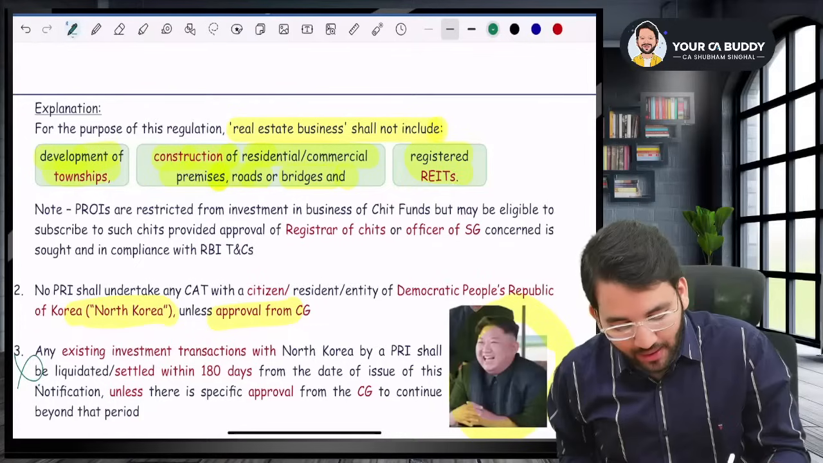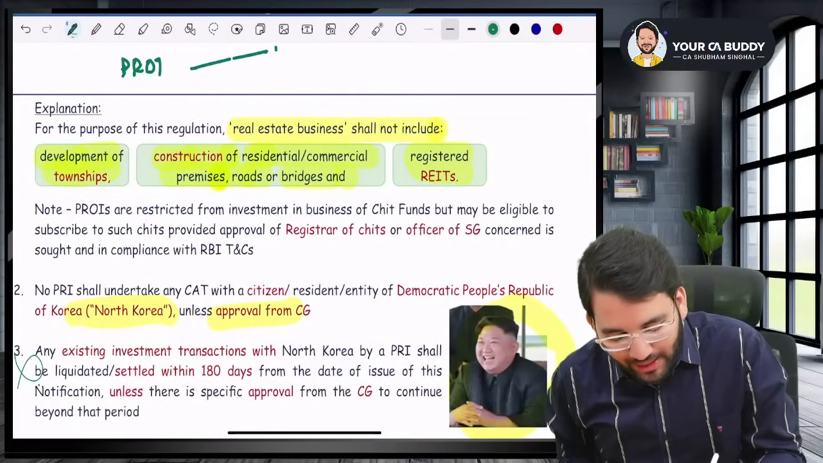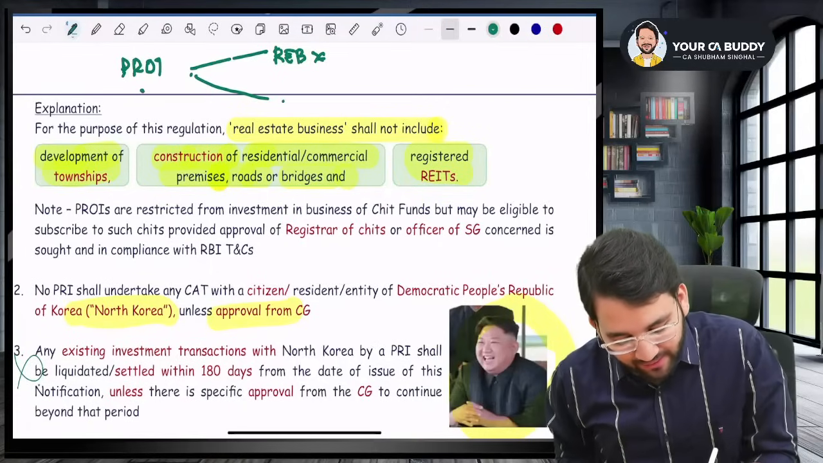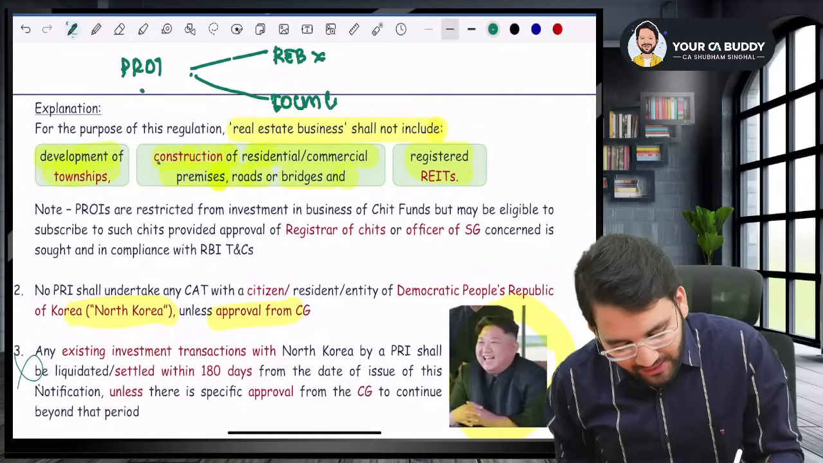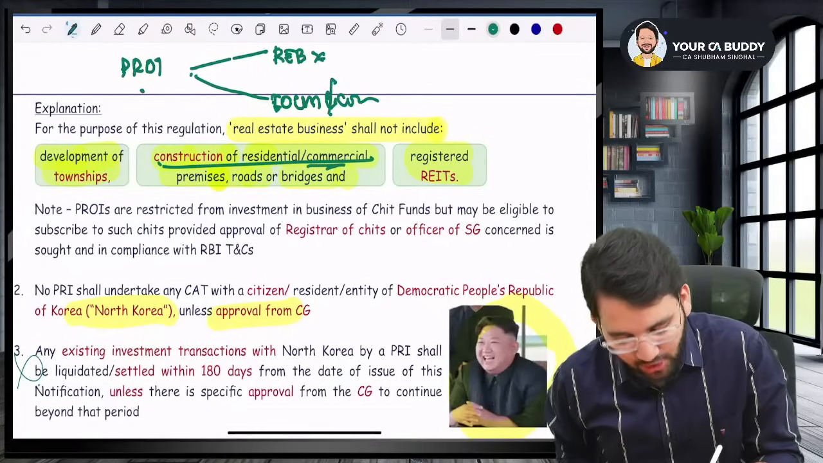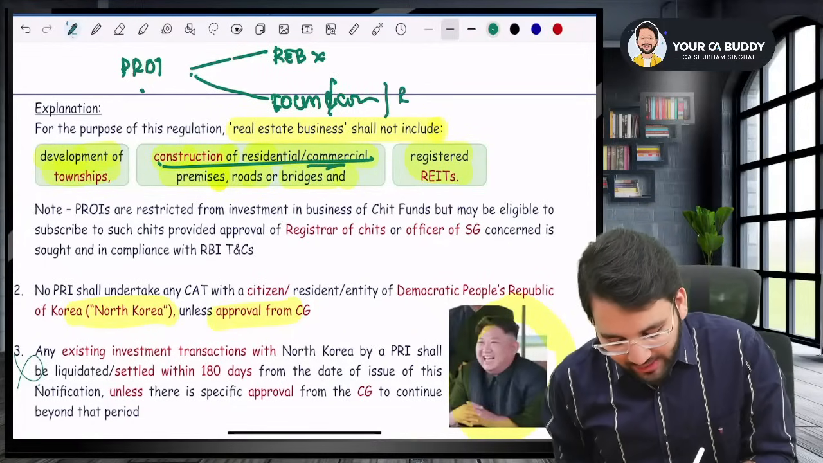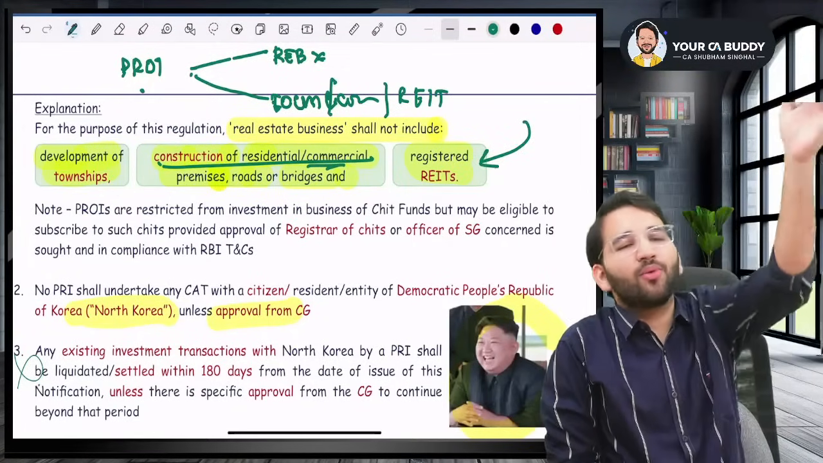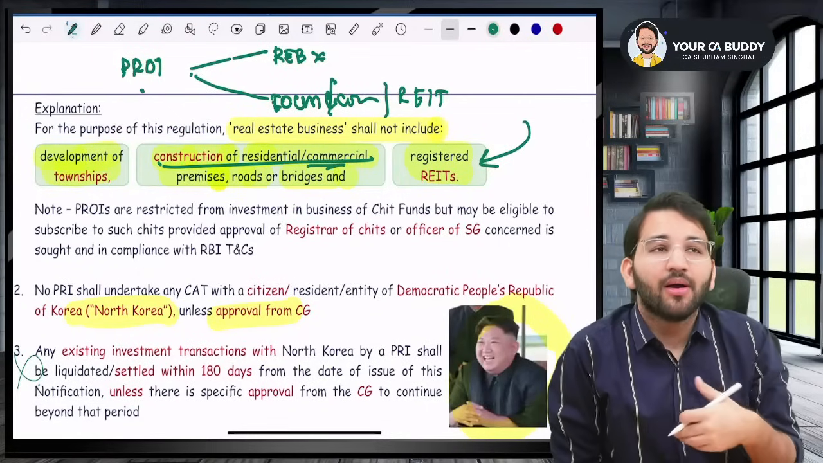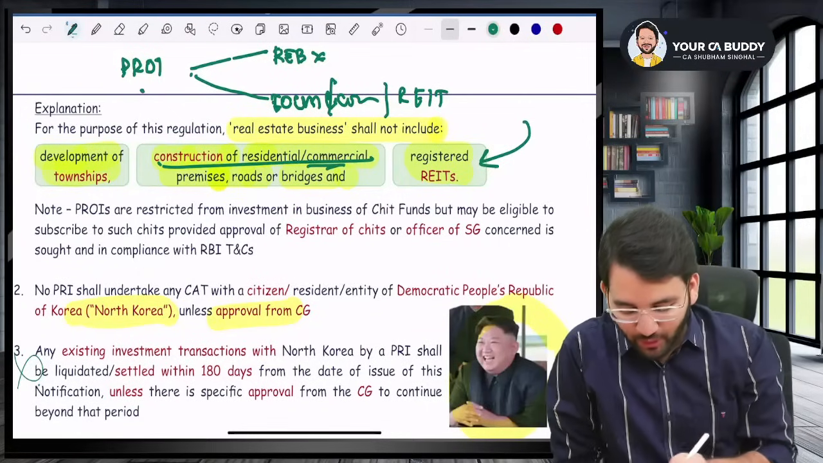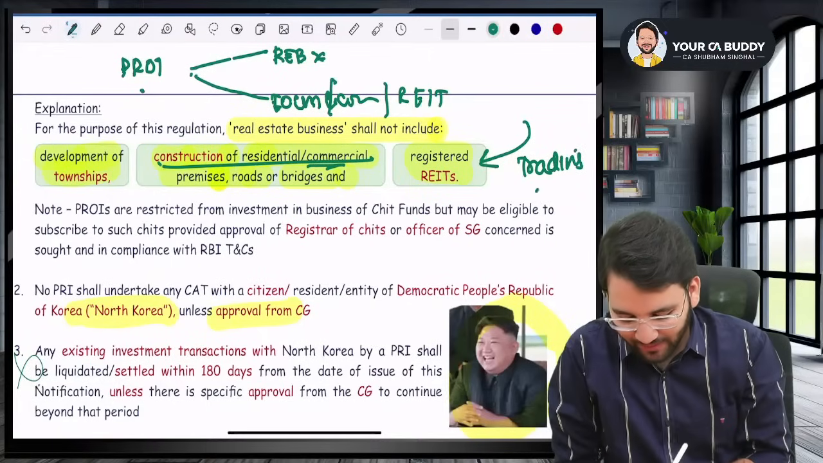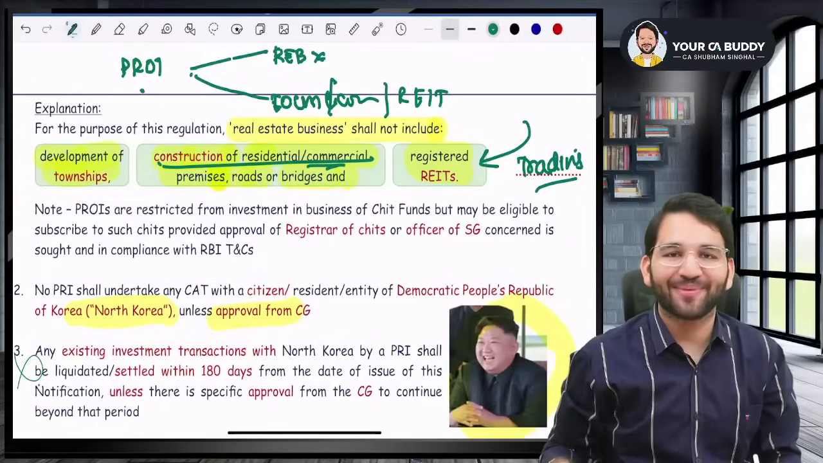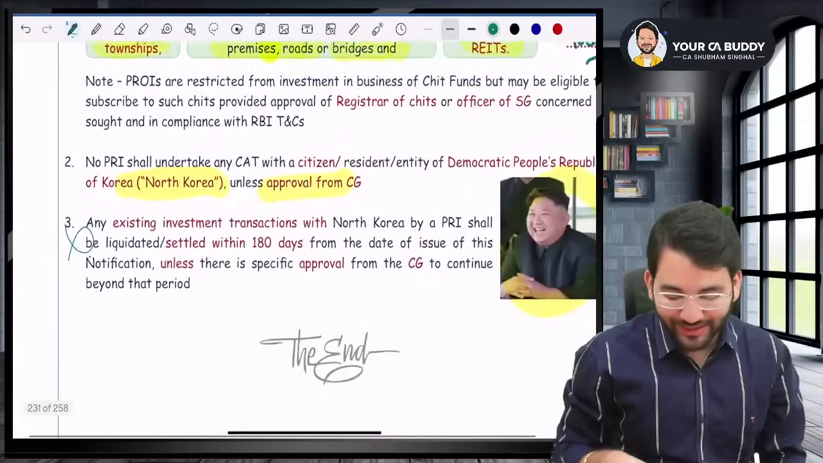So basically, a PROI cannot invest in real estate business, but a PROI can invest in development of townships, construction of residential premises, or in REITs. He can invest in these things because these things are not real estate business. So if a person wants to come and invest in a township, he can do it. What is he not allowed to do? He's not allowed to do trading in real estate. Like buying property, selling property, buying property, selling property, you are prohibited from doing that. So a PROI cannot do these things.